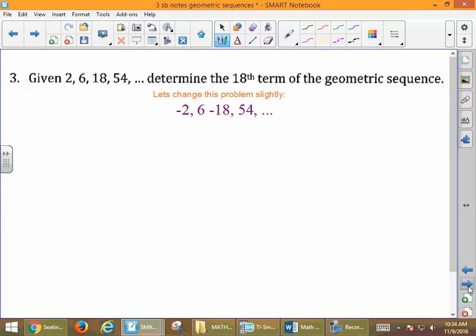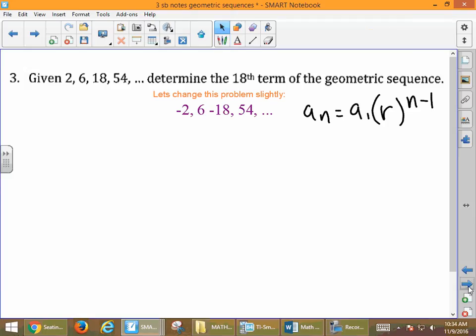As we look there at the next problem here, I added something in here. It says 2, 6, 18, 54. I said, let's change this problem a little bit. Let's make 2 negative and let's make 18 negative. And we want to figure out the 18th term of this geometric sequence. And just off to the side here, remember that our formula is a sub 1 times r to the n minus 1. And it tells us that's geometric, so we don't have to worry about that part of the problem.